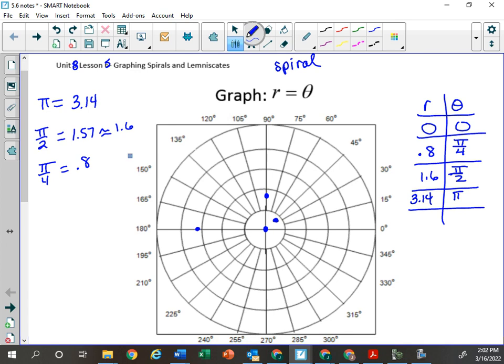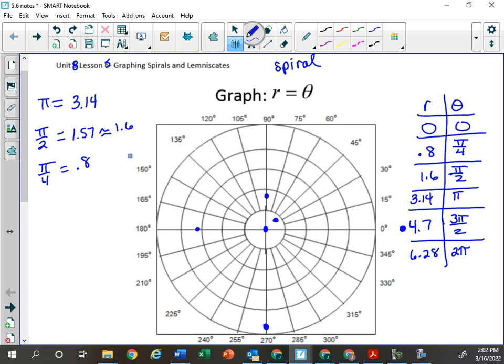All right, let's do 3 pi over 2. 4.7, 4.74, something like that. You're just adding pi and pi over 2 together. Okay, so we'll say 4.7. So that goes here. And then what about 2 pi? 6.28. That's off my graph somewhere over here.